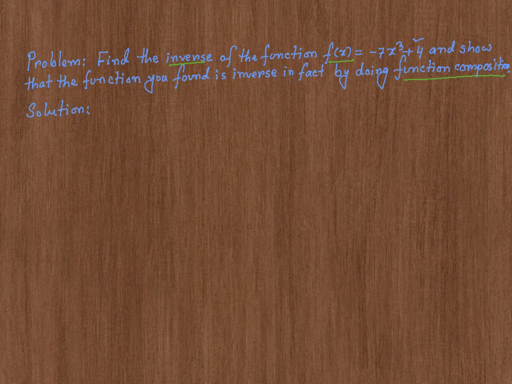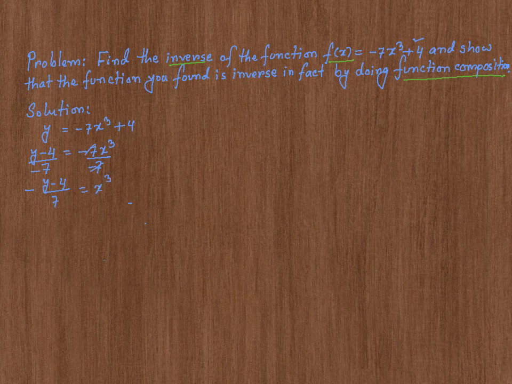to y and solve for x. So we'll write y is equal to negative 7x cubed plus 4. And then we are going to solve for x in this one. So subtract 4 from both sides. That's going to give me negative 7x cubed on the right, and then divide both sides by negative 7. Then on the left I'm going to get negative y minus 4 over 7, and on the right is going to be just x cubed because negative 7's cancel out.